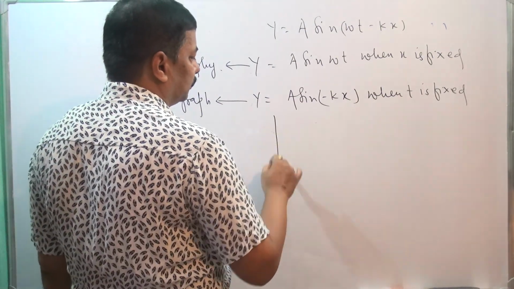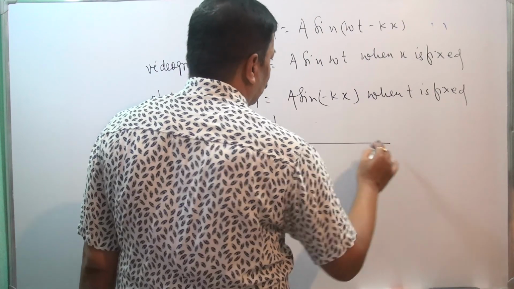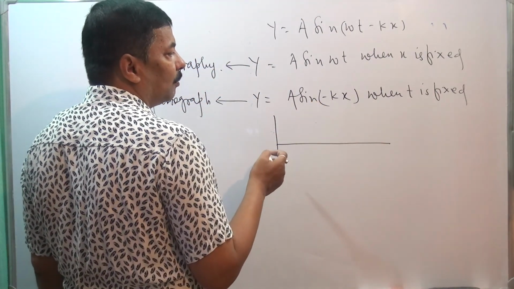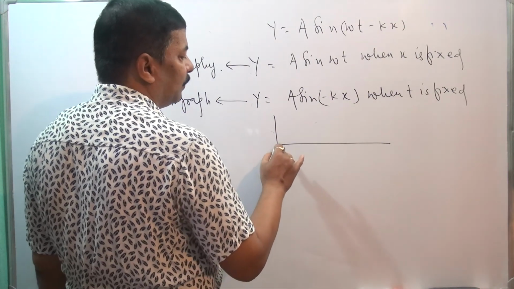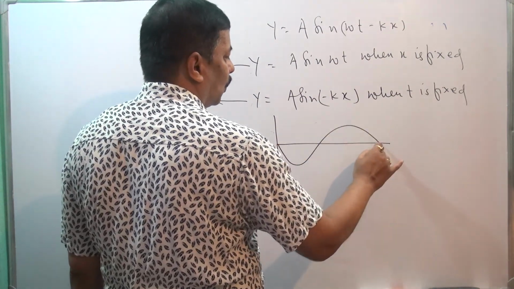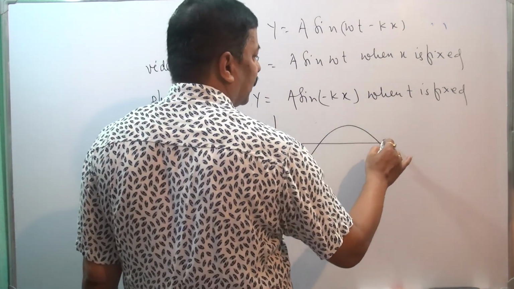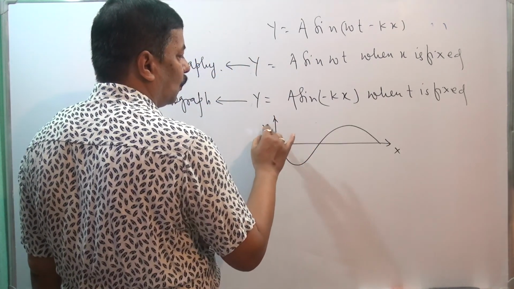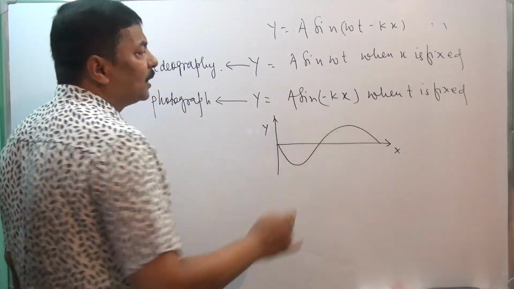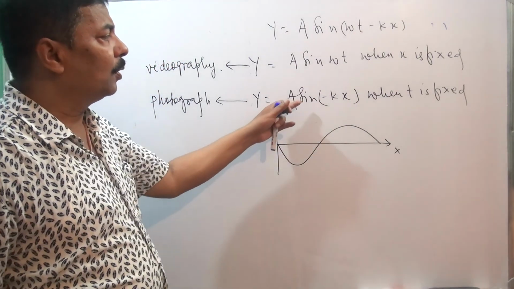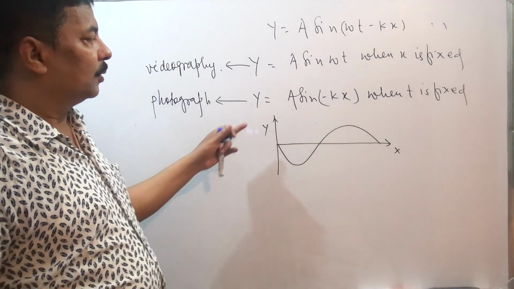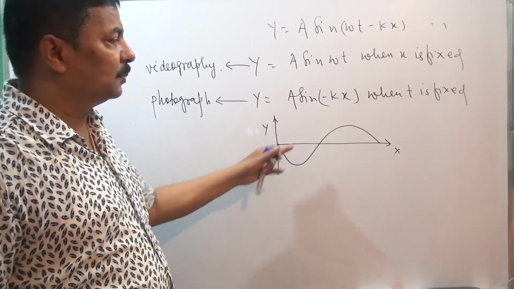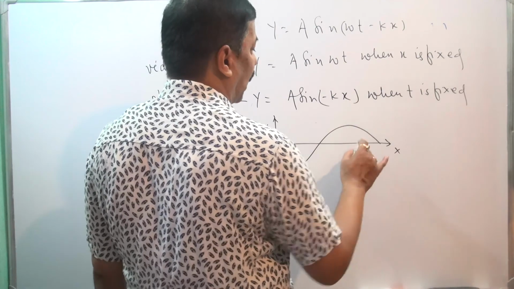So here you see, first I am giving you this y and x, so it is minus a sin theta, so we will be getting the y and x graph. Here x is there, here y is there, and this is the equation of your y and x graph. This is basically your photograph.